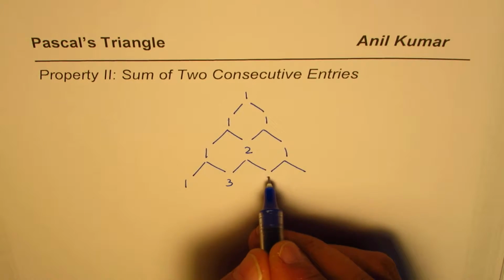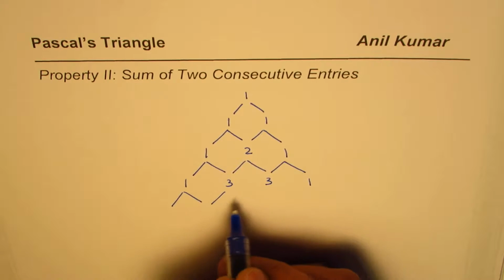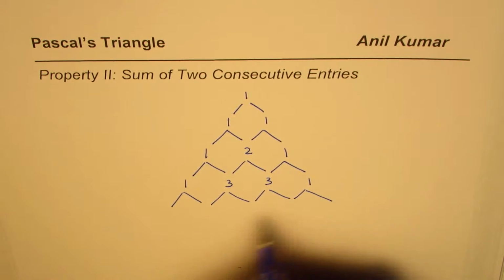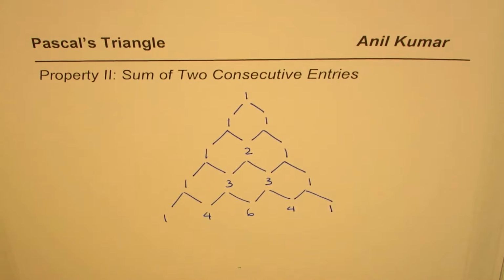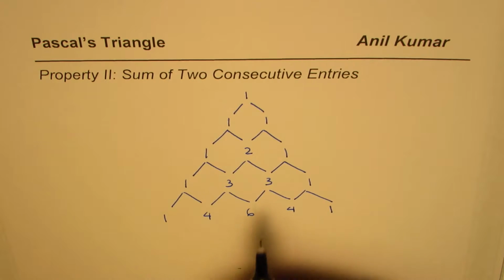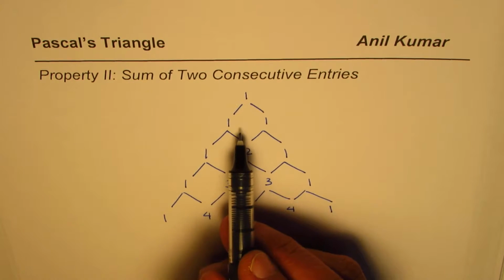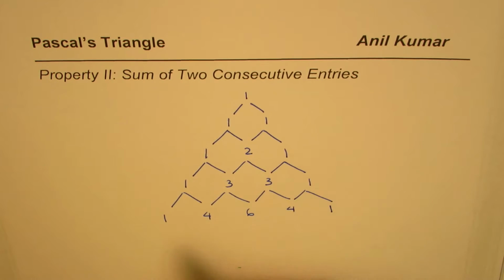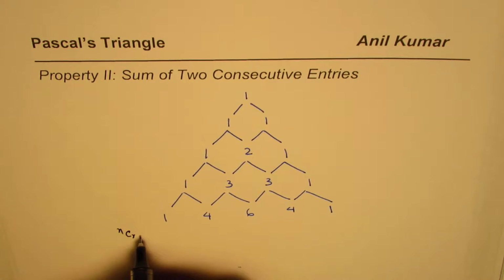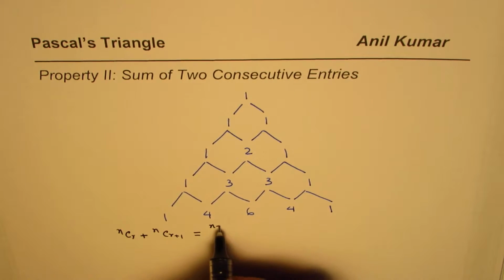1 plus 2 is 3, 2 plus 1 is 3, 1 here, and likewise we can expand this particular Pascal's triangle, and that's the beauty of this, right? So that is how we expand. So what we learn here is that these numbers in the Pascal's triangle could be related with binomial coefficients, and since the sum of previous 2 is the same as the next one, we could write it in a formula form, that is nCr plus nCr plus 1 is equal to n plus 1, that is the next row, right?